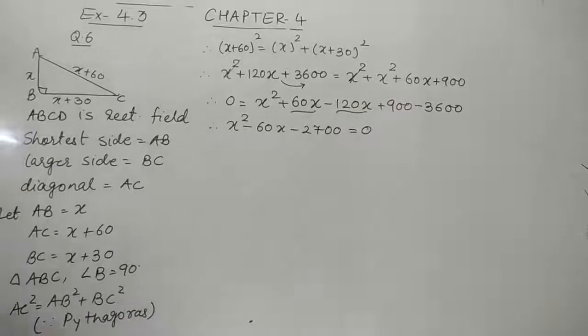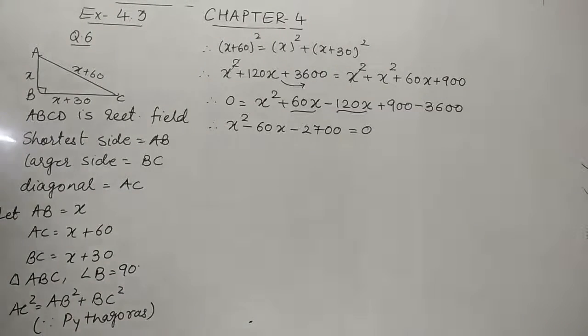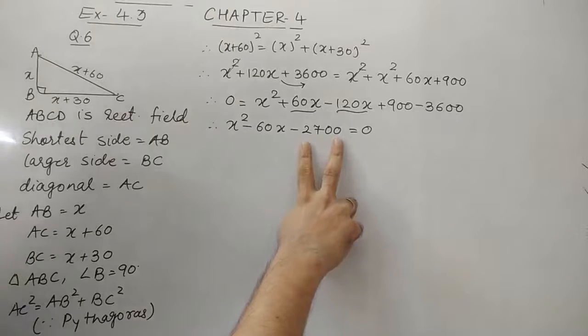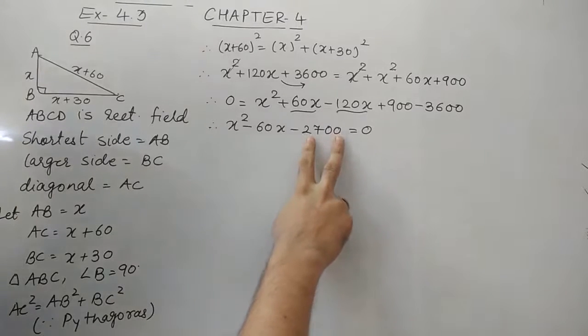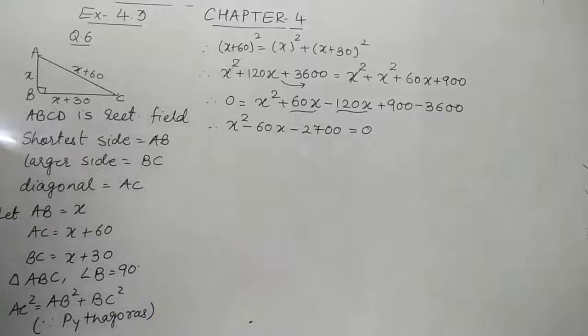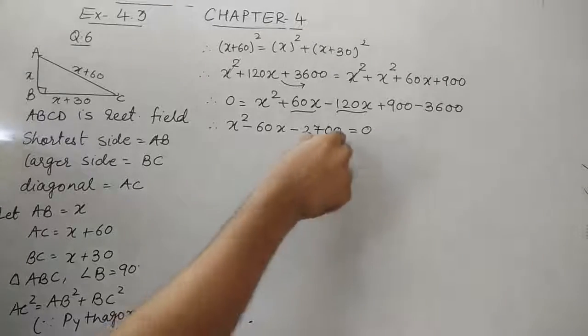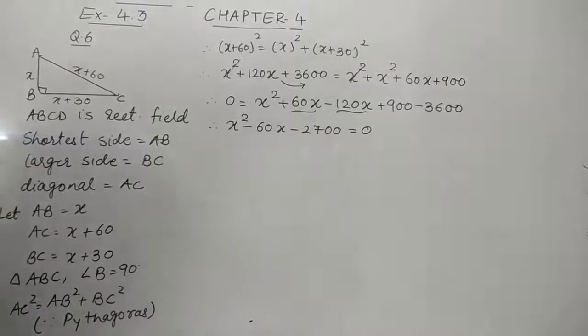Now definitely we can find the roots by the factorization method. But remember students, it is quite difficult to find the prime factors of this 2700 and obtain 60. It looks very difficult. Finding the factors of 2700 and getting 60 is more difficult, because 2700 will have so many prime factors.